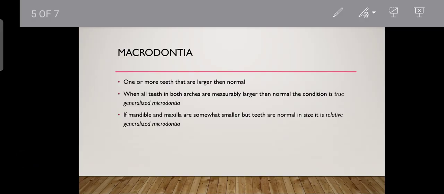Now let's come to macrodontia. Macrodontia is when one or more teeth are larger than normal. When all the teeth in both arches are measurably larger than normal, the condition is called true generalized macrodontia. It is seen in rare conditions such as pituitary gigantism. Now, what is termed relative generalized macrodontia?